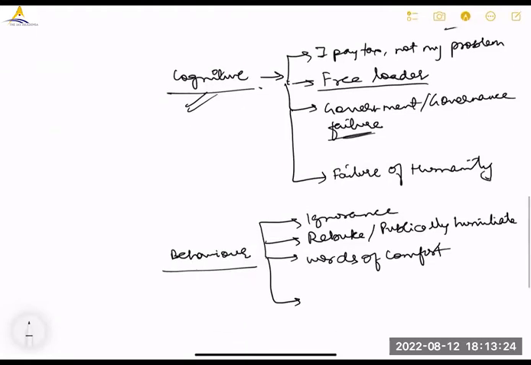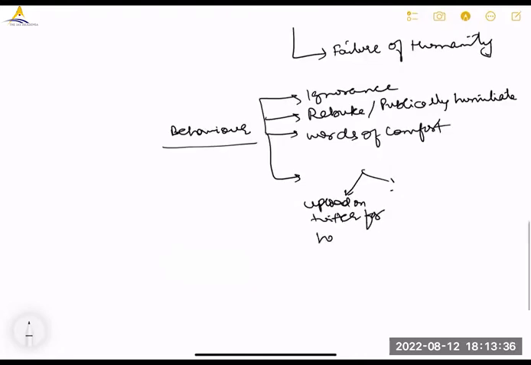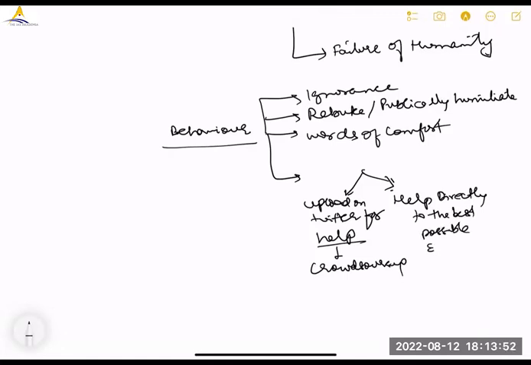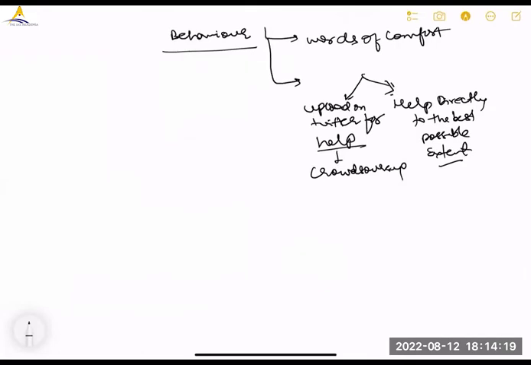But the person who is having compassion, you may upload on Twitter for help, crowdsourcing, or help directly to the best possible extent. So this is the structure of attitude through an example. Is it clear? Affective, cognitive और behavior, attitude के 3 components क्या होते हैं? समझ आया सबको? Yes sir. हाँ. Okay. So now I'm just giving some examples and then you can write the question.